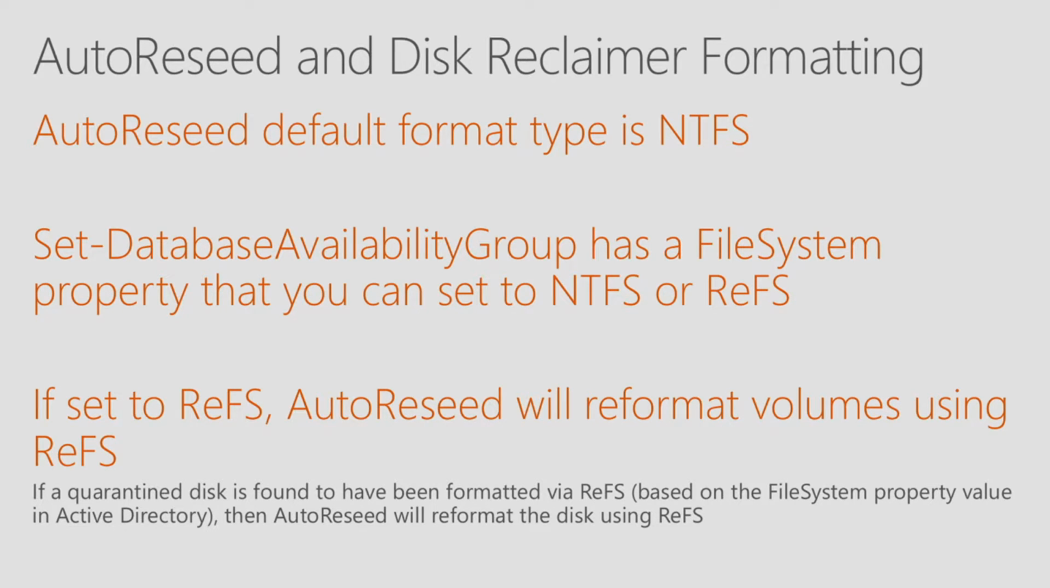But if you just want to put a blank raw disk into the slot and have auto reseed take it from there, you can do that too. The default format in auto reseed is NTFS, but we have added file system properties to the DAG, one specifically that you can set to either NTFS or resilient file system, ReFS.